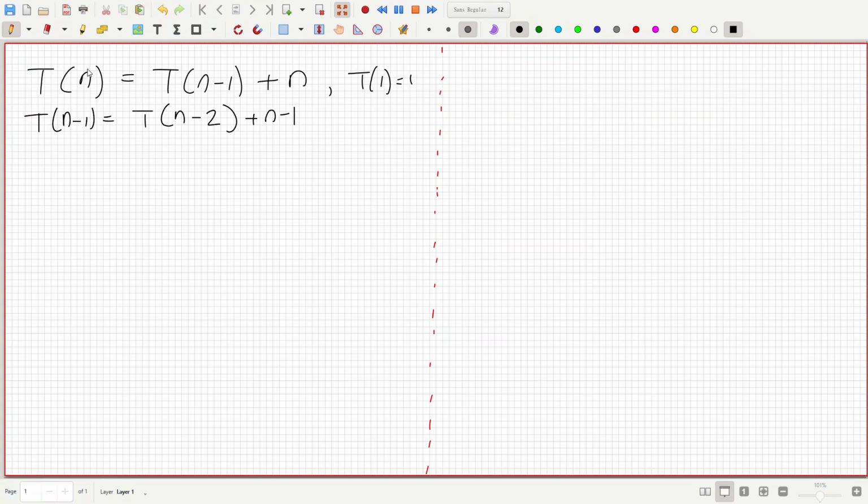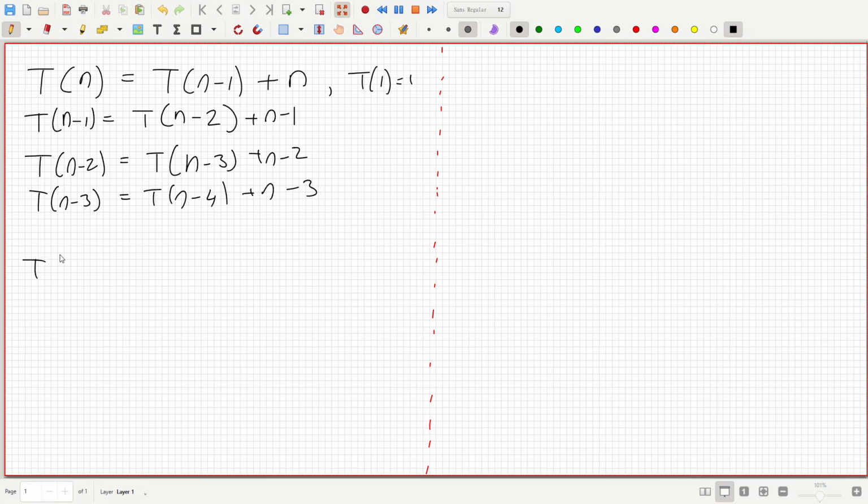Maybe the original formula, but with n replaced with n minus 2. So that would be Tn-2 equals Tn-3 plus n minus 2. And you see what's happening here. You can say Tn-3 equals Tn-4 plus n minus 3.